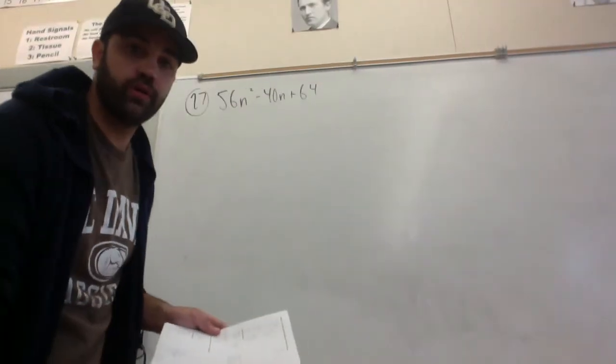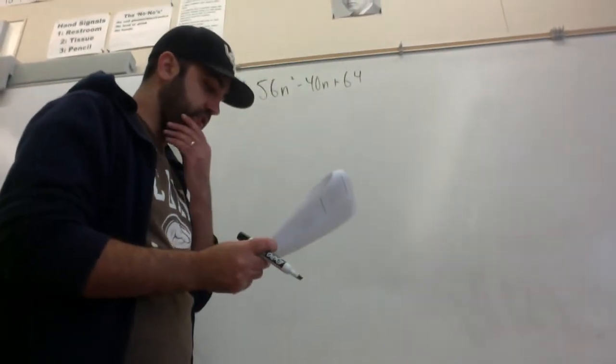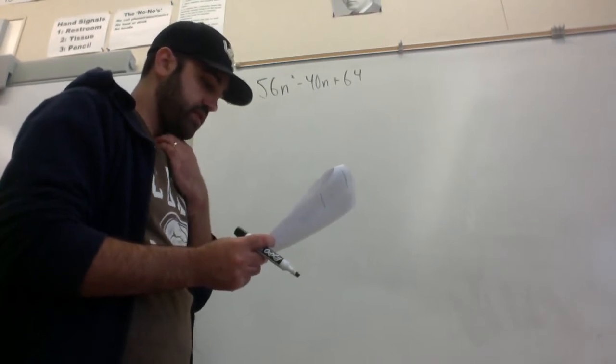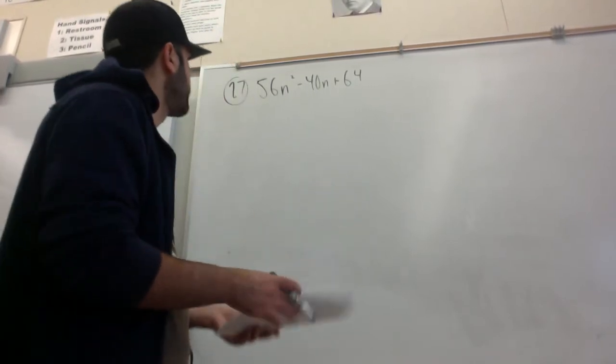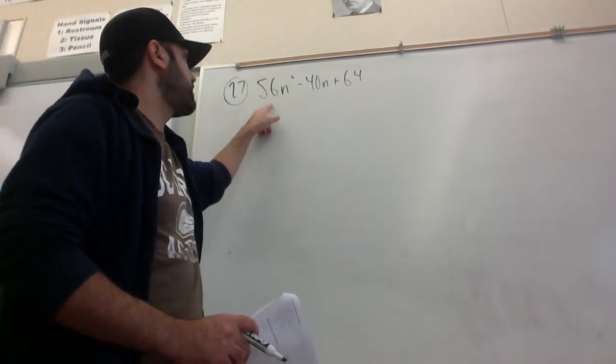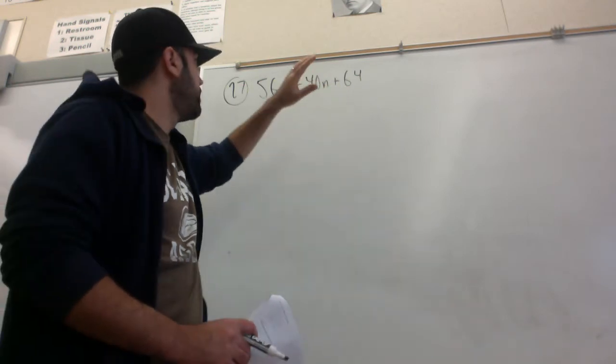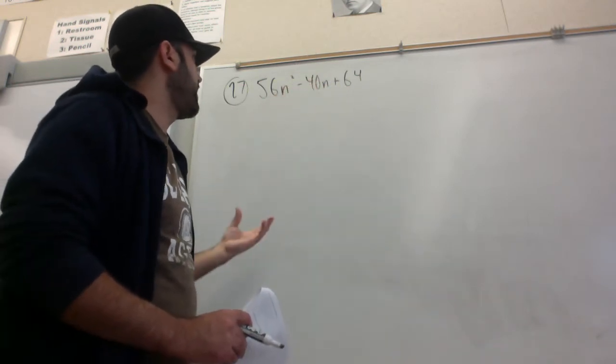So number 27, directions are to factor the common factor out of the expression. So you gotta look at, there's three terms in this: 56n squared, negative 40n, and 64. So what do they all share?